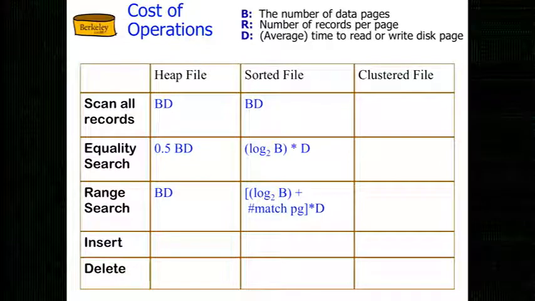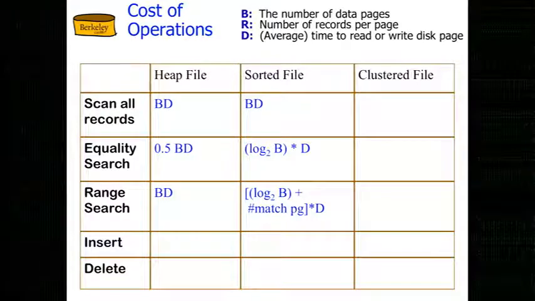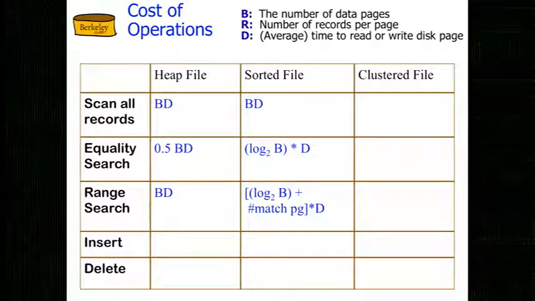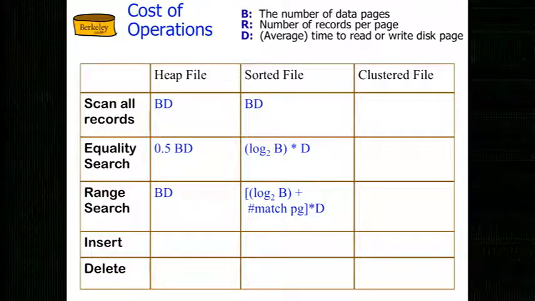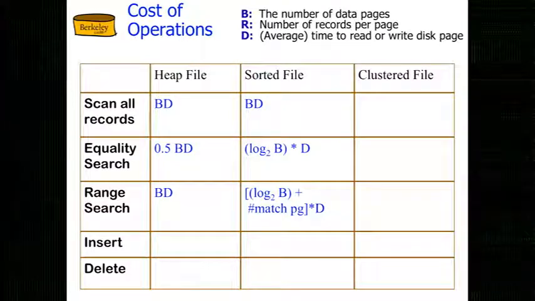Deletion in the heap file. We're going to locate the item, and then we're just going to erase it from memory, and then write it back, right? So how much? Alas, I believe we have to find it first, right? So I think it's going to be BD plus 1. First, you find the thing you want to delete. Over 2, if it's unique. If it's not unique, it's going to be BD. But if it's unique, it's BD over 2. It's the cost of an equality search plus 1. Agreed? All right, that's deletion.